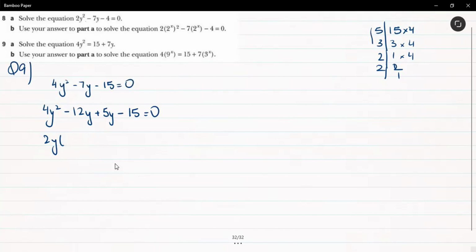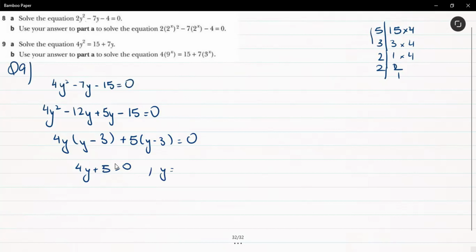In fact, I'm really sorry for the really silly mistake. 4y is the common. Y minus, it's going to be 3y. What am I doing here? Y minus 3 plus 5 is the common. Y minus 3 is equal to 0. So 4y plus 5 is equal to 0, and y minus 3 is equal to 0. This is going to be y is equal to positive 3, and this is going to be y is equal to negative 5 over 4. And that's it for question number 9, part A.